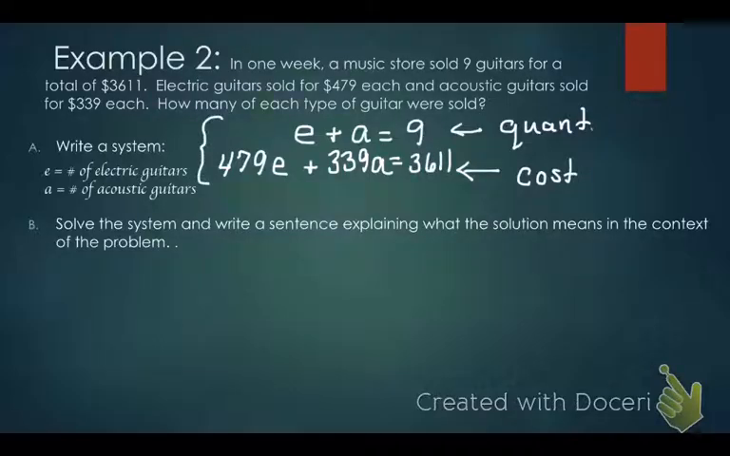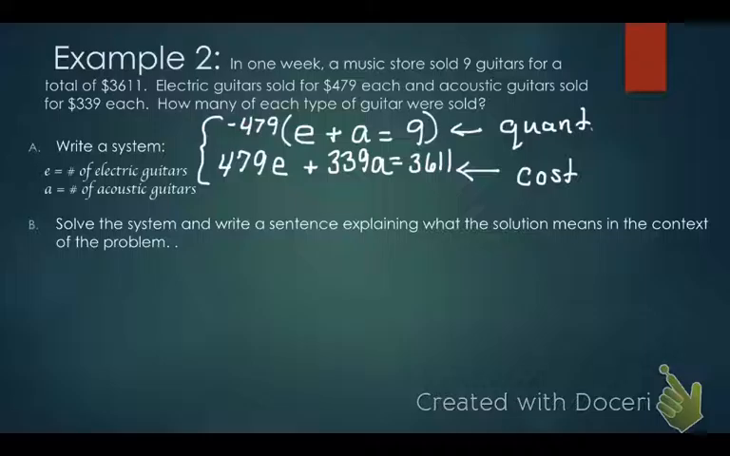Here is my system of two equations in two variables. So now what I'm going to do is solve this. I'm choosing to use elimination to solve this system. So I'm going to choose to multiply the top equation by negative 479. That will create a pair of opposite coefficients on the e's, and they will be eliminated.